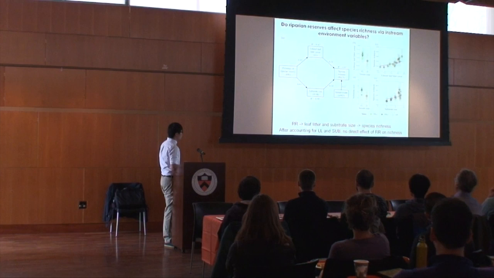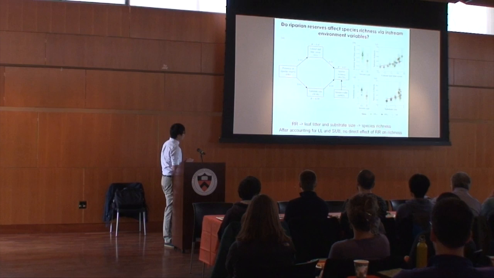So to conclude, riparian reserves increase leaf litter inputs and minimize sedimentation, therefore increasing substrate size, and this increases species richness. However, after accounting for leaf litter and substrate, we did not find a direct effect of riparian reserve on richness. So that just says that these two in-stream variables are the dominant variables that drive the richness patterns of fish in our streams.